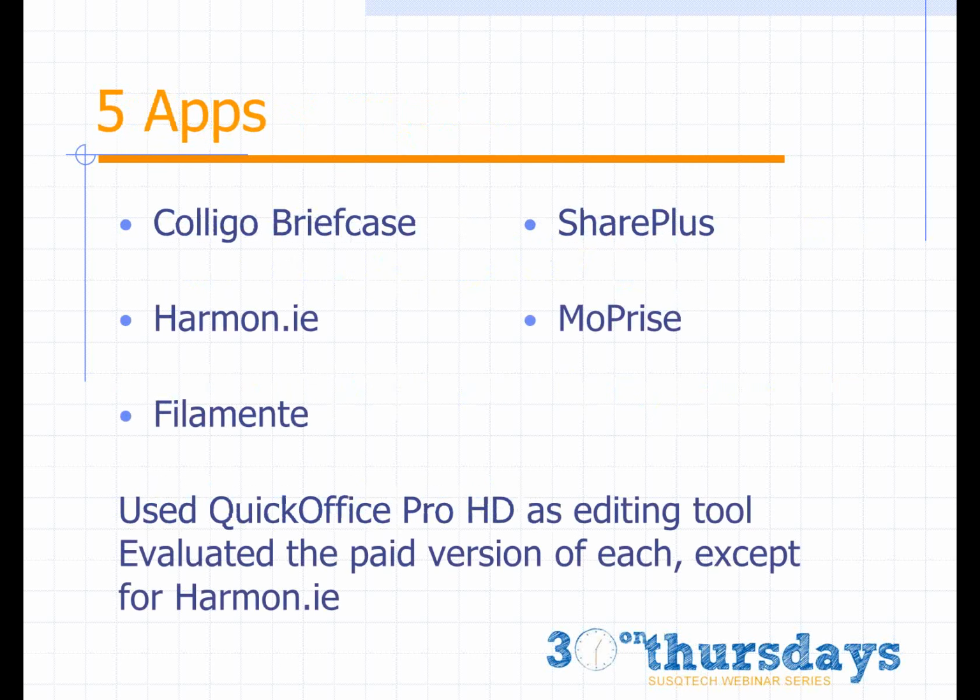We took a broad look and we picked 5 apps. We have Colligo Briefcase, Harmon.ie, Filamente, SharePlus, and Moprise. For the purposes of all of the testing, I used Quick Office Pro HD as the editing tool. That's a tool that costs about $20 to download and install, and that has a lot of editing for your Office documents like Excel, Word, etc. Pretty strong tool just in testing out some of the iPad apps for SharePoint. I also got familiar with this tool, and it was pretty strong.